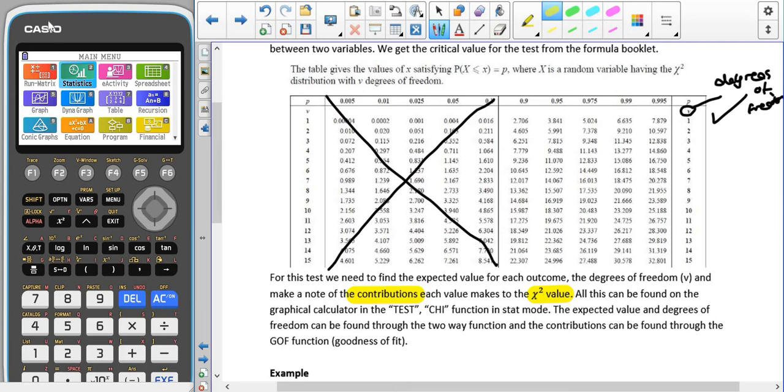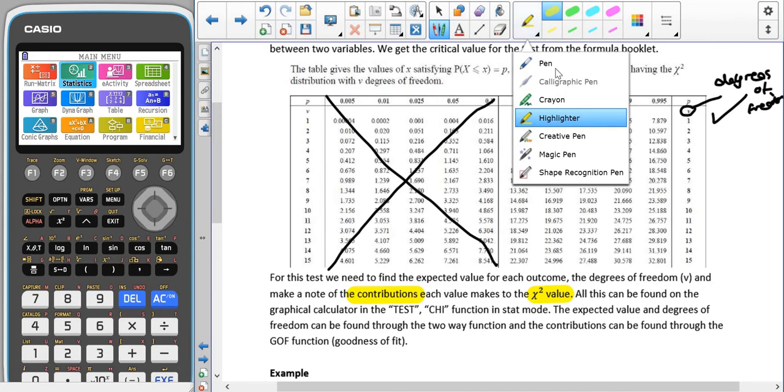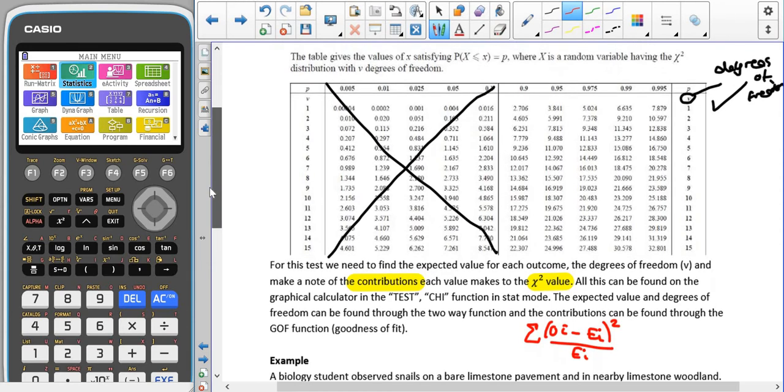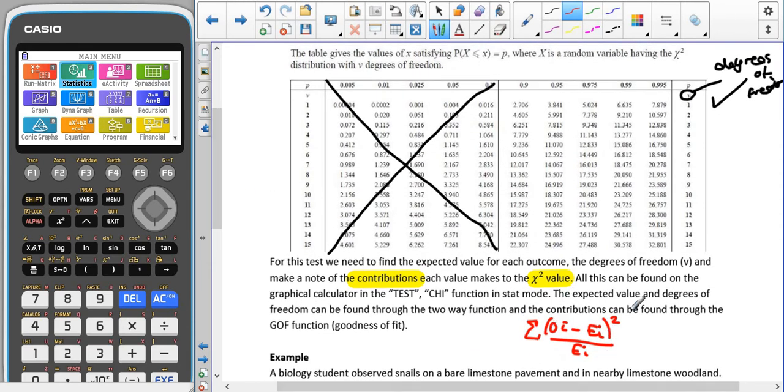Now, if you don't have a graphical calculator, then unfortunately you're going to have to find the contributions first and work backwards from that to find the chi-squared value. And to do that, you need to use the formula, which is on page 6, which is the sum of the O_i minus E_i squared over E_i. Because we have the graphical calculator, we don't need to worry about using this. The graphical calculator is going to do that for us.